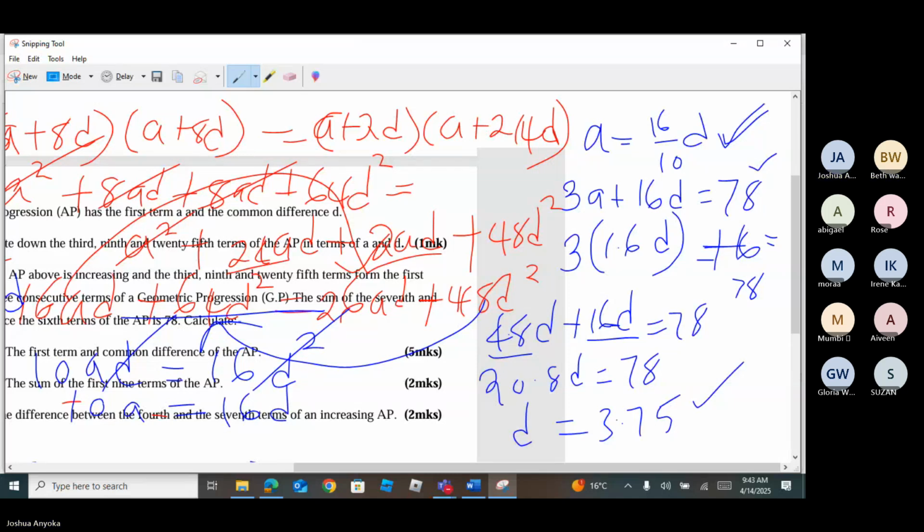So we want A. We get back and substitute. So A is equals to 1.6 times 3.75. What do you get? Tunakuja hapa tuna substitute kwa D tunaweka 3.75. So 16 over 10 times 3.75. What do you get? 5.35. Yeah, 5.35.